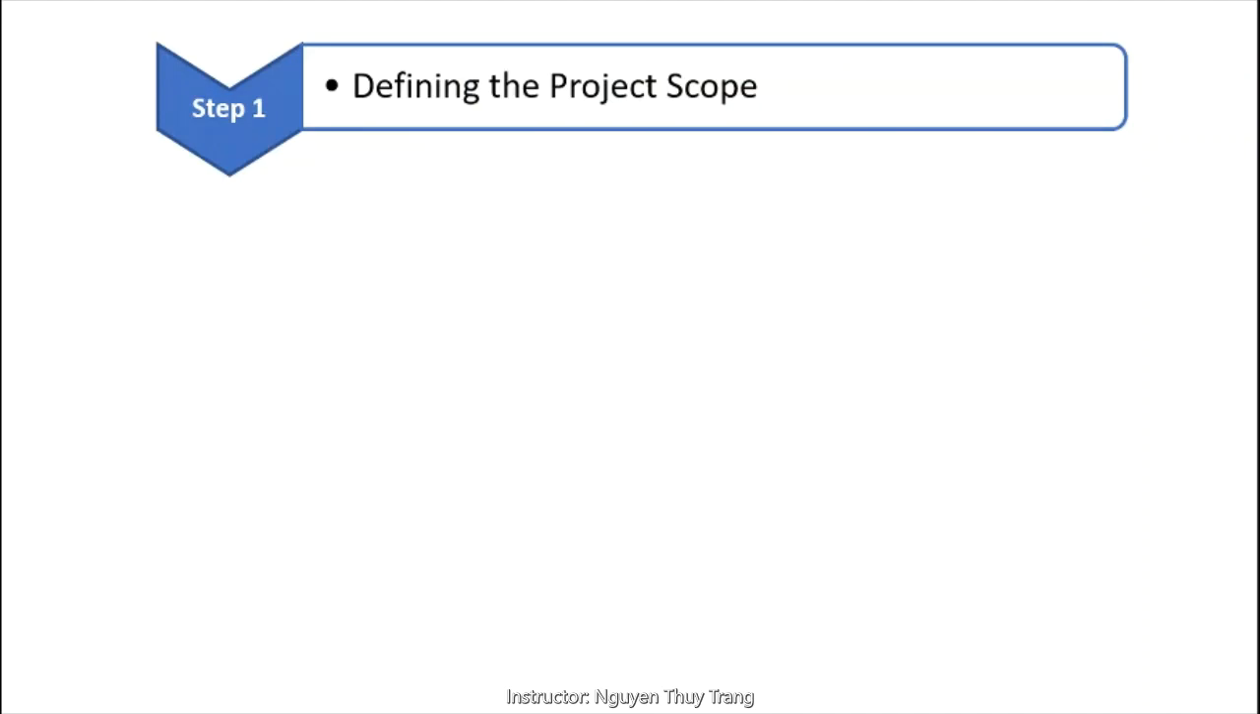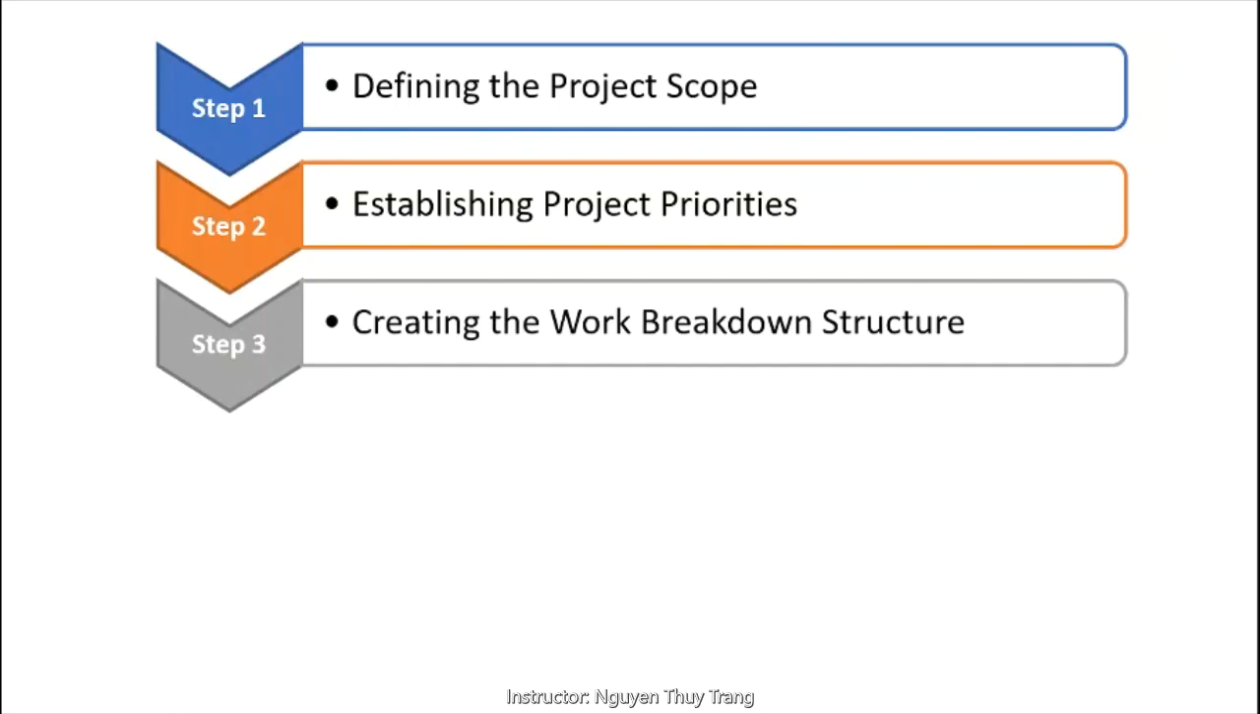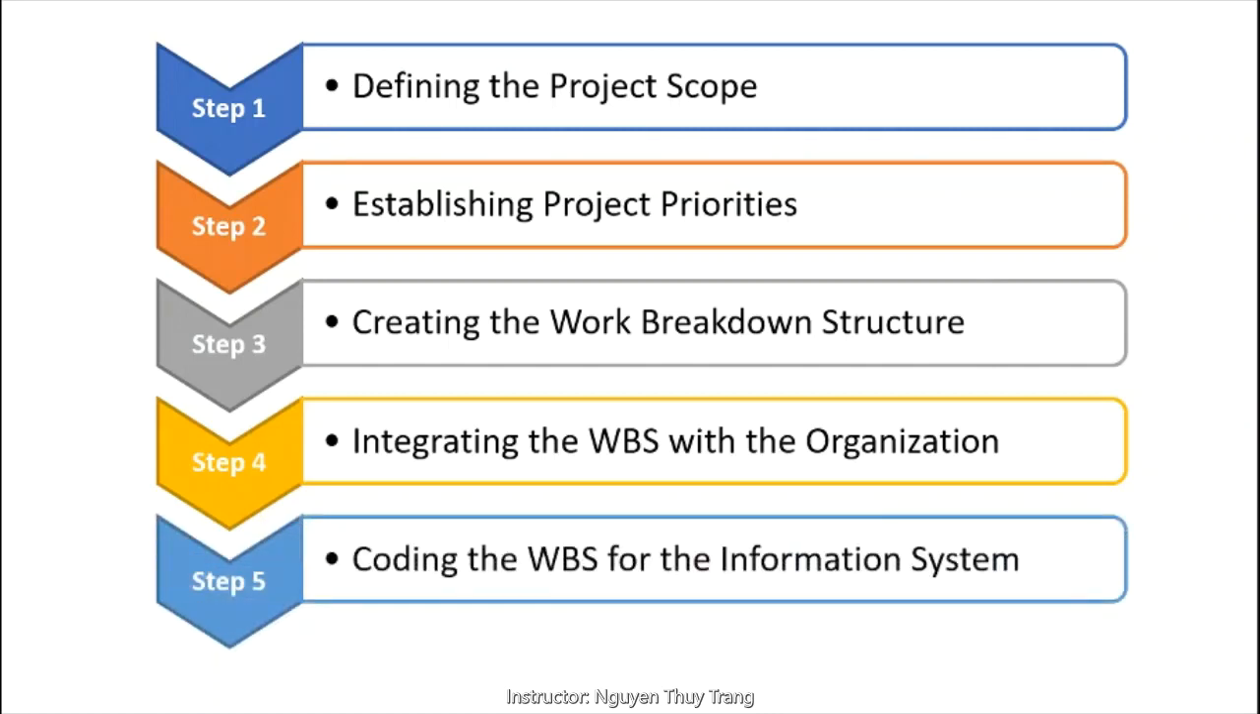Okay, let's figure out how a work breakdown structure of your project can be developed. There is a 5-step process to develop a work breakdown structure, or WBS. They are defining the project scope, establishing project priorities, creating the work breakdown structure, integrating the WBS with the organization, and coding the WBS for the information system.